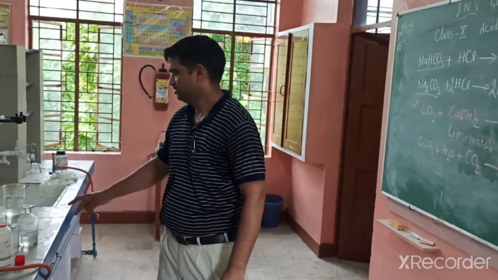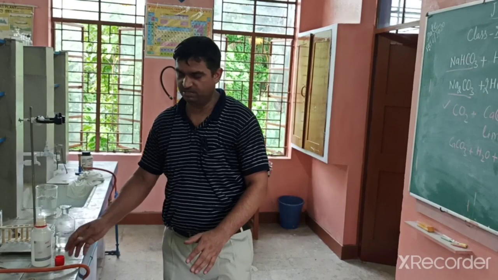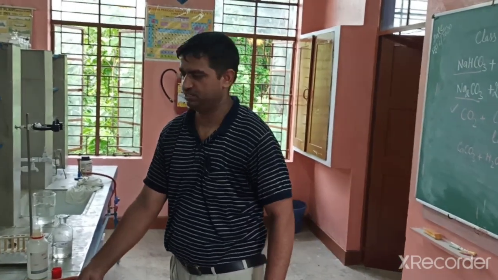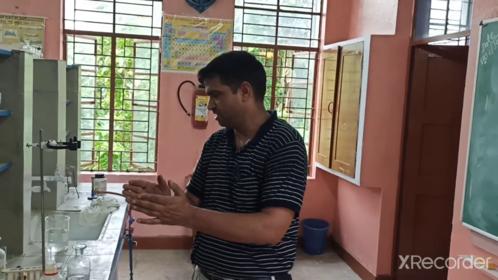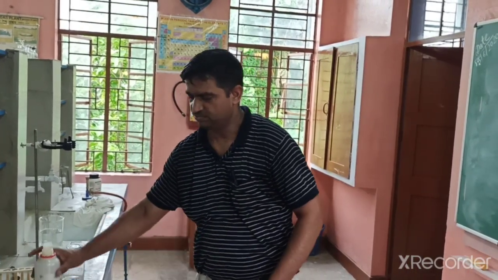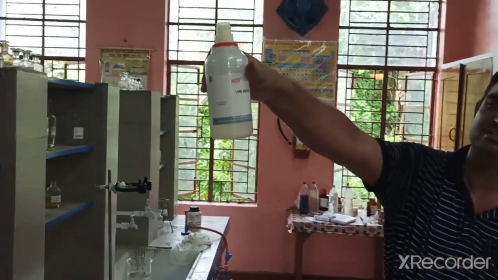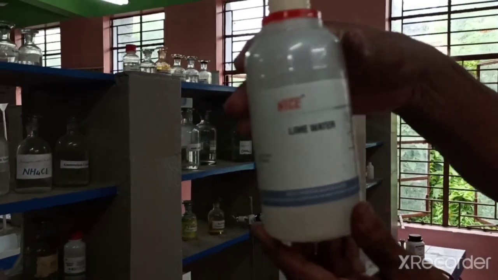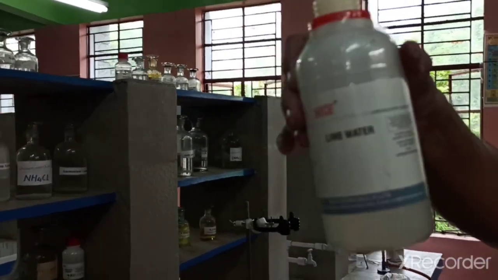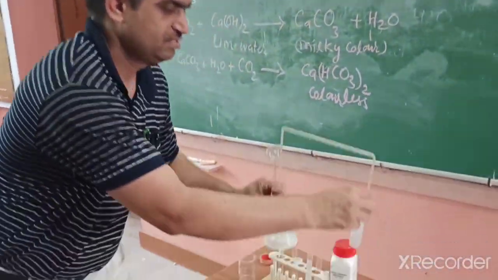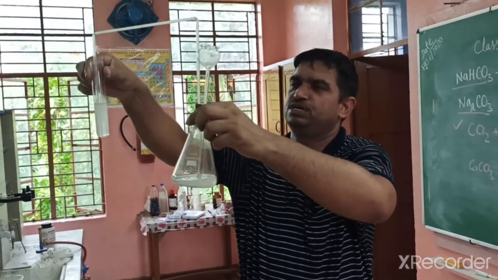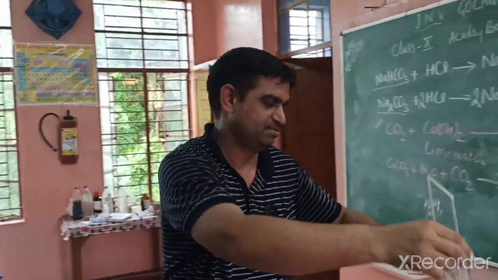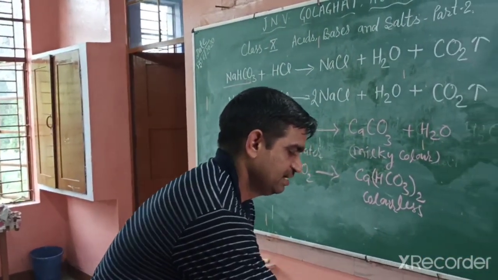Another difference: when acids react with baking soda or sodium carbonate, they release carbon dioxide gas, and when that gas is passed into lime water, this one is lime water, the lime water is colorless. Lime water is colorless, and when we pass the gas into this lime water, it changes into milky color. If you pass it for a long time, then the color disappears. So they can easily understand.